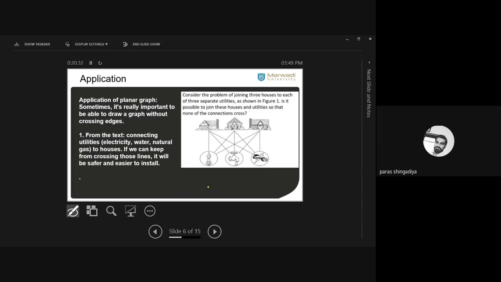You have to apply all 3 connections to all 3 houses. So how can we apply all 3 connections in such a way that we can remove the cross between any 2 connections? If gas and electricity cross at any place, it will create a problem in the future. If there is a cross between the water pipeline and the electricity wiring, it will also create a problem in the future. That application we'll discuss next time.